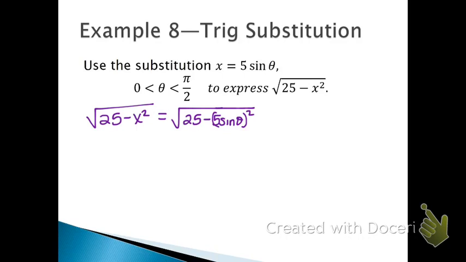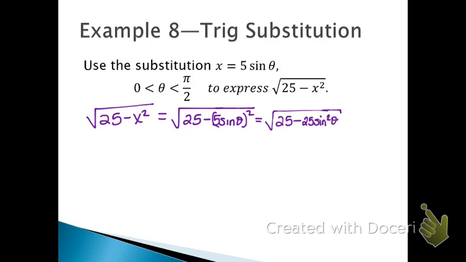Can I go ahead and do the square? So we get the square root of 25 minus, what's 5 sine times 5 sine? 25 sine squared, right? Well, can I take the square root of both of those and bring it out? No, still got the minus sign, right? So the only way I can take it out of a radical is if they're being multiplied. So I've got to try to rewrite this somehow so that things are being multiplied, no plus or minus signs.